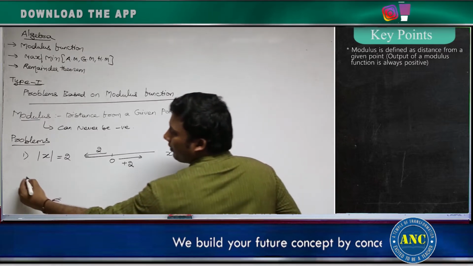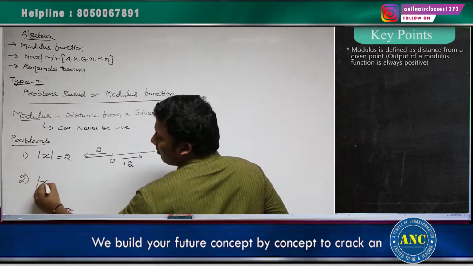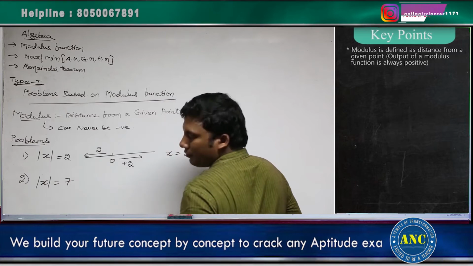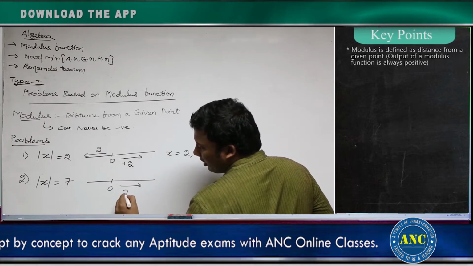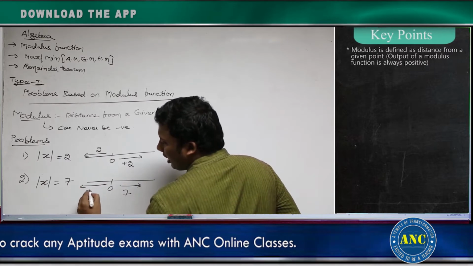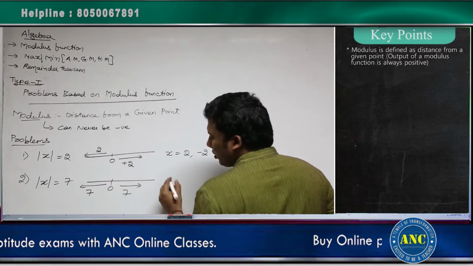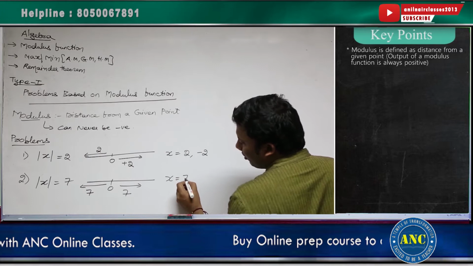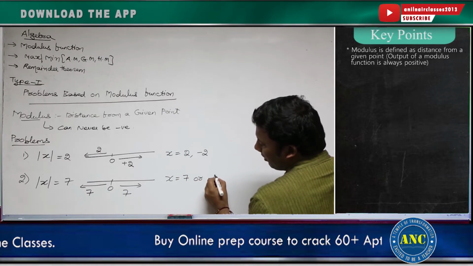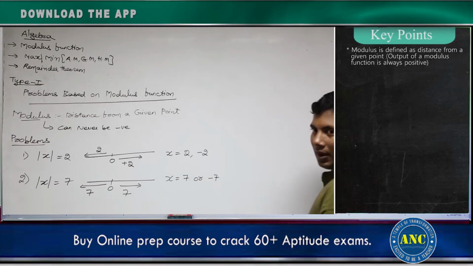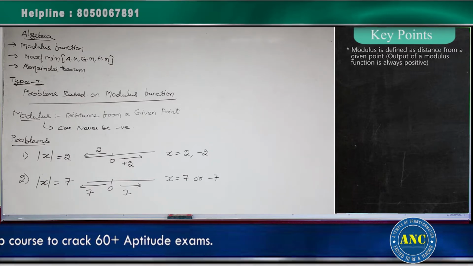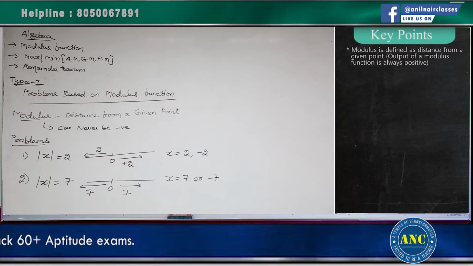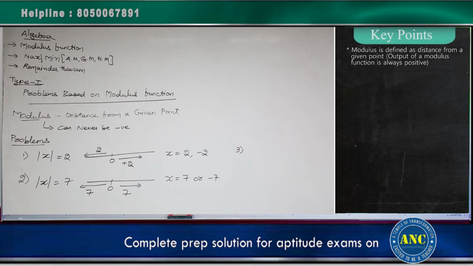One more example. Mod x equivalent to 7. X is there at point 0. It travels 7 units forward or it travels 7 units backward. So if it travels 7 units forward, it is 7. 7 units backward, it is minus 7. First example, we will start from a very primitive level. Slowly we will scale up to level 3.